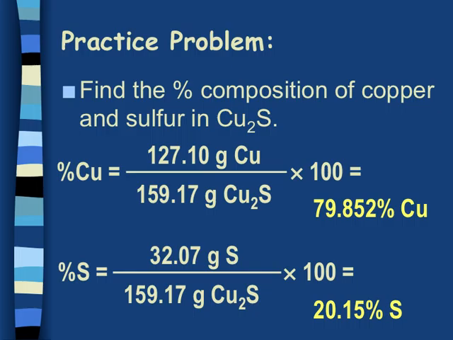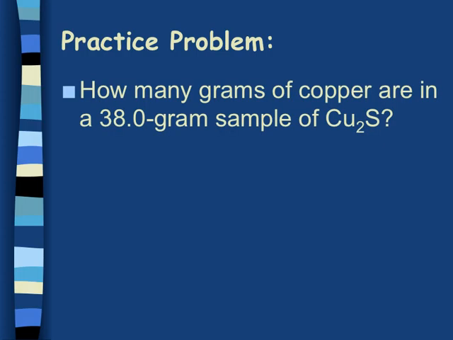Now we're going to apply that a little bit here. Sometimes you make your sample and you have a mass of that sample. So you've got 38.0 grams of your copper sulfide. And maybe you want to figure out how many grams of copper you can get out of it. Okay. So what could I do here?